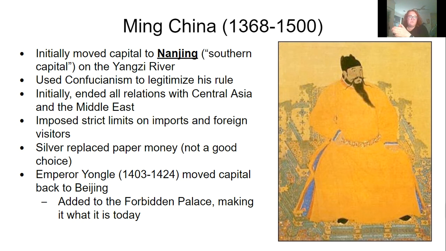So one of the things that the Ming did was move the capital to Nanjing, and that was the southern capital. And they used Confucianism to legitimize Yongli's rule. It did initially end all relations with Central Asia and into the Middle East. It imposed strict limits on imports and foreign visitors. And then silver would replace paper money. It was not a good choice by any means, but they did it.